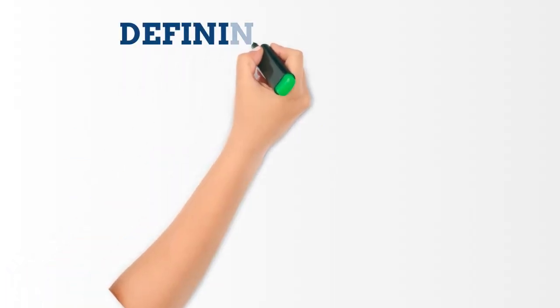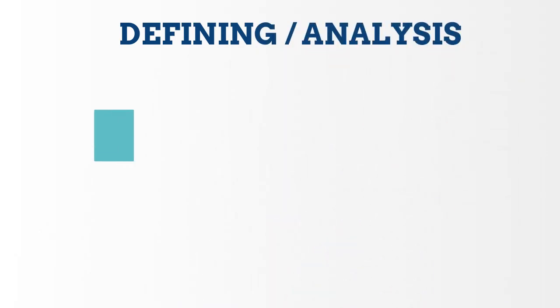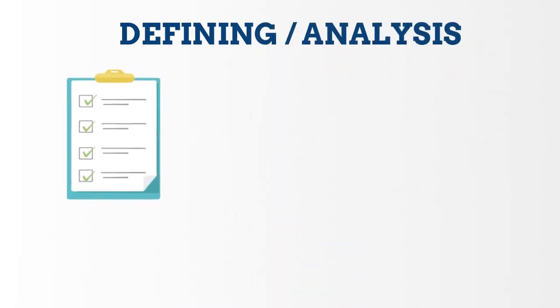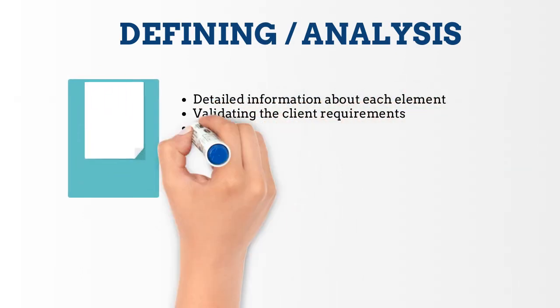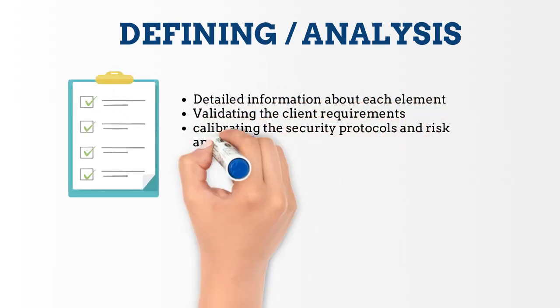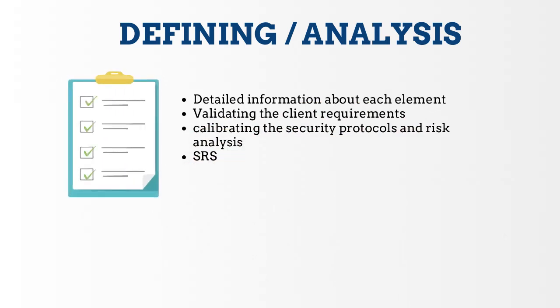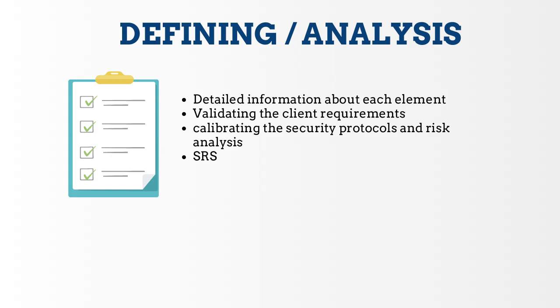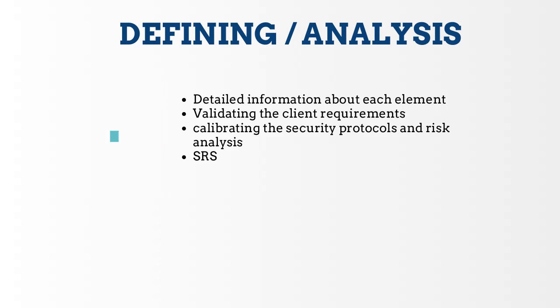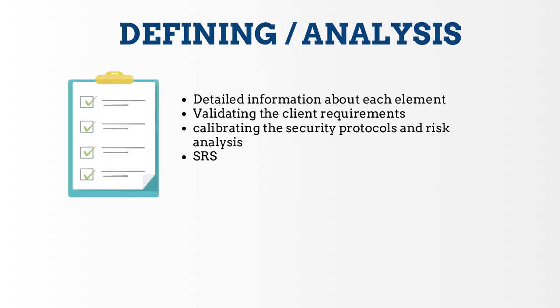The defining or analysis phase. Most of the estimation and work effort gets done in the defining phase. The BA conducts very detailed requirement gathering meetings and documents it. This document is also known as the software requirement specification document. In this phase, detailed information about each element gets discussed. Also, the client requirements get validated.